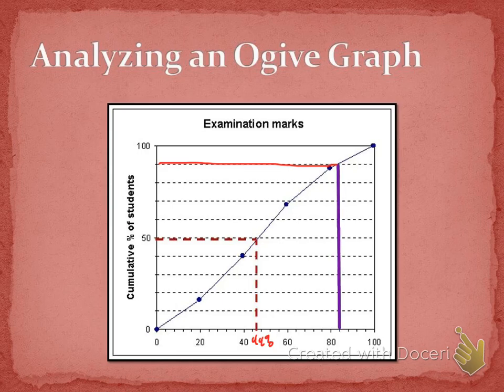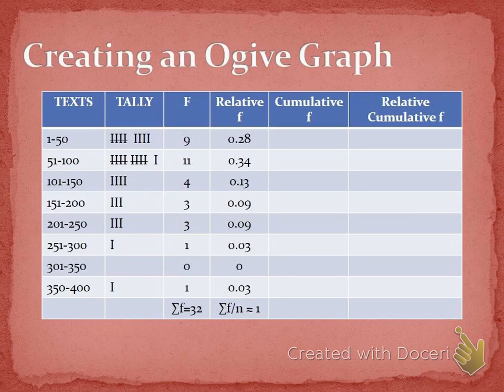And so what? About 82%. An 82% on the test would put you in the 90th percentile. So if you're looking for a curve, an 82 should be an A, right? If you're looking for a curve. But that's kind of how those work, right? And so we looked at how to create them.